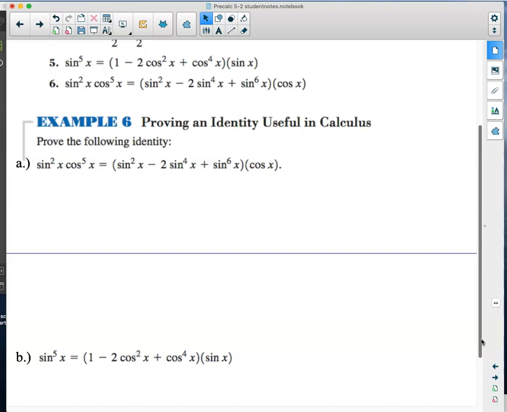Example 6 is proving an identity that's useful in calculus. And we want to prove the following identity, that sine squared x times cosine to the 5th of x, wowzers, equals sine squared x minus 2 sine to the 4th of x plus sine to the 6th of x times the cosine of x. Oh my. Well, let's start with the easiest thing. We could separate one of those cosines out of there, right? And this one, by separation, could lead me to this one. So even though it doesn't look like the more complicated one, I'm going to start over there.